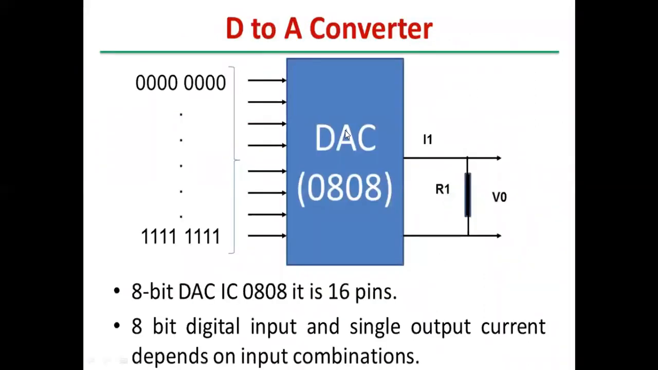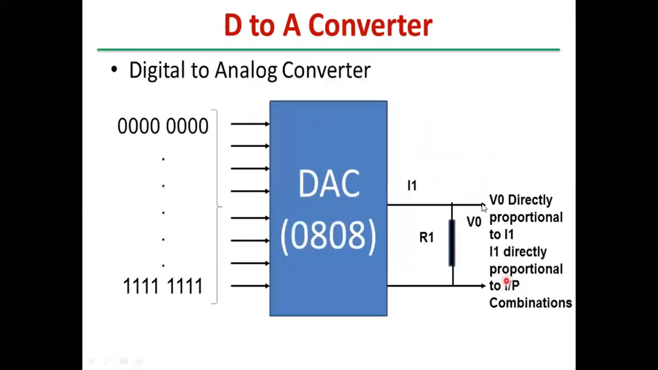So coming to the programming introduction. So this is an 8-bit DAC. It consists of 8 digital inputs and a single output current. So depending on the input combination, the output current will change. So the output voltage is directly proportional to I1, and I1 is proportional to the input combination. So if the input combinations are changing, I1 is changing.